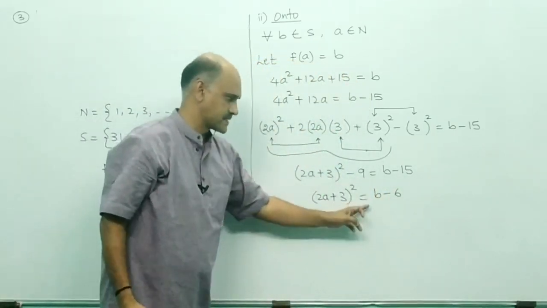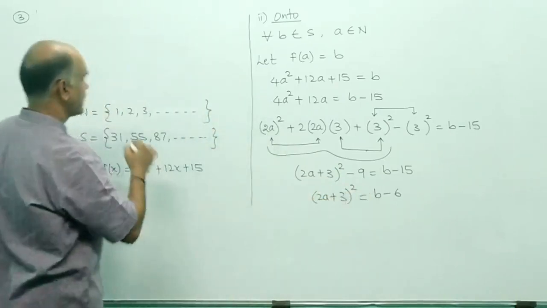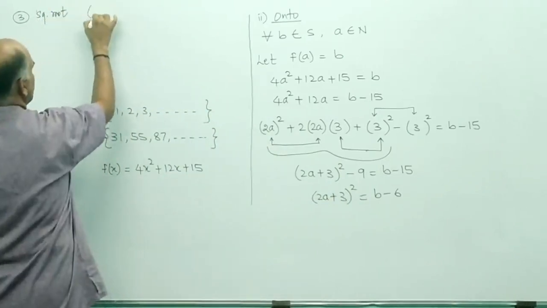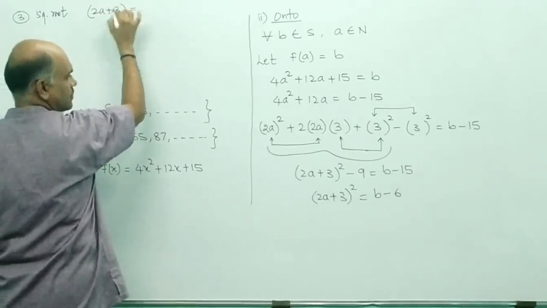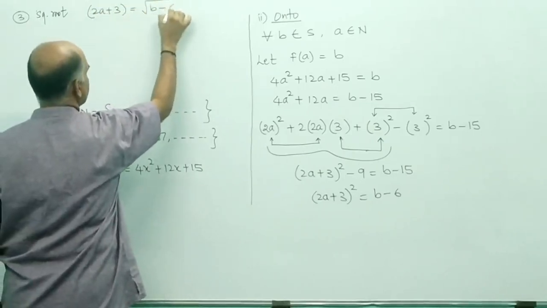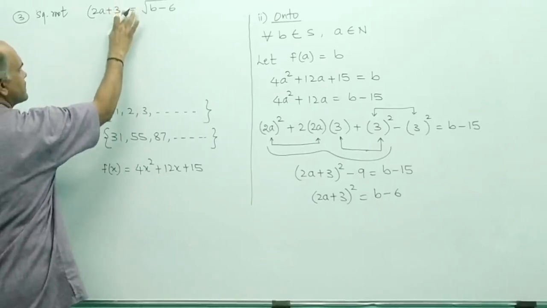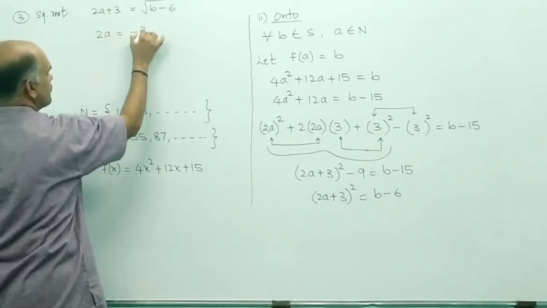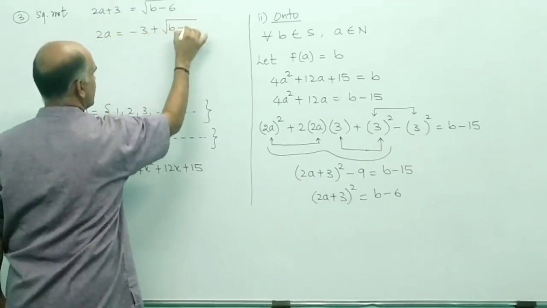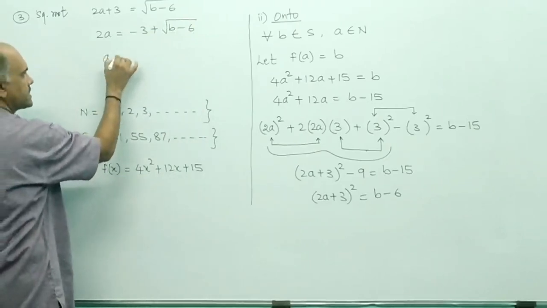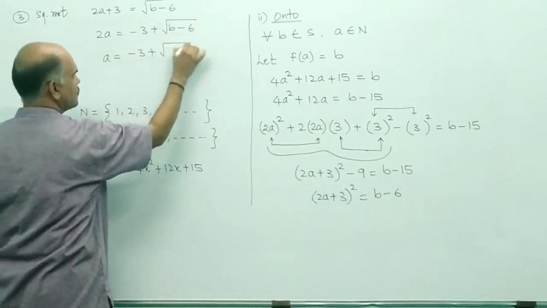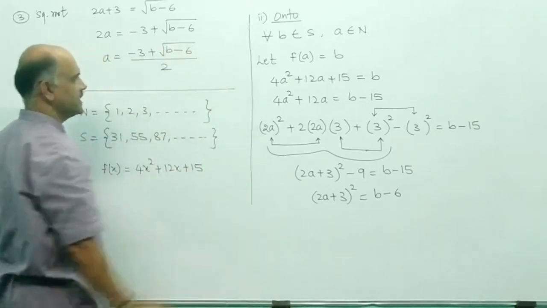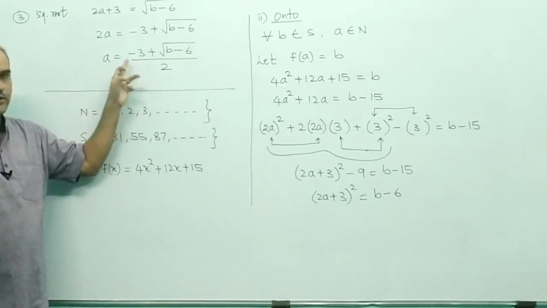b minus 6. So take root on both sides. So if you take square root, you'll have 2a plus 3 is equal to root of b minus 6. Now pass this 3 to the RHS. So you'll have 2a is equal to minus 3 plus root of b minus 6. Therefore a is equal to minus 3 plus root of b minus 6, whole divided by 2. Now you can check.